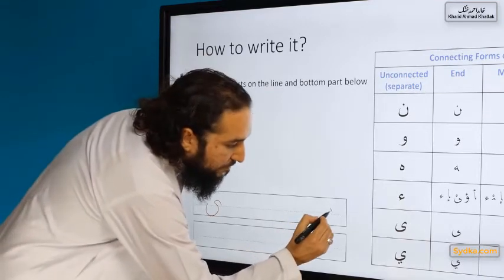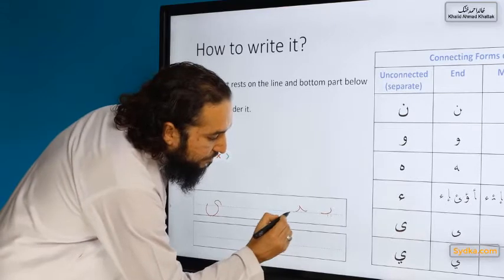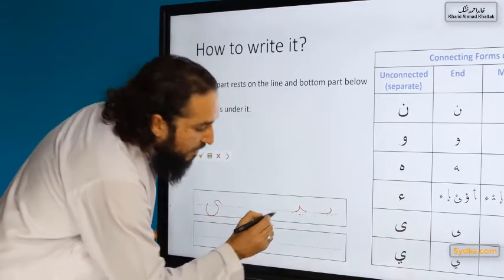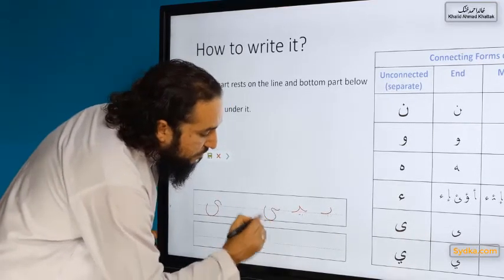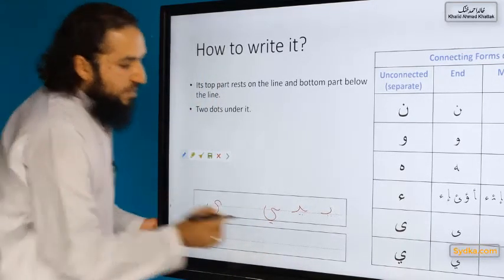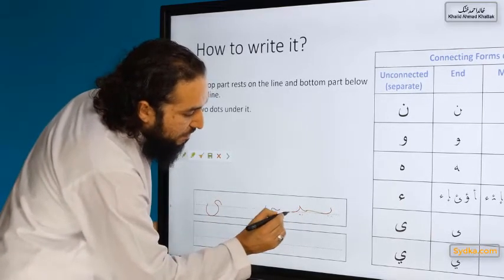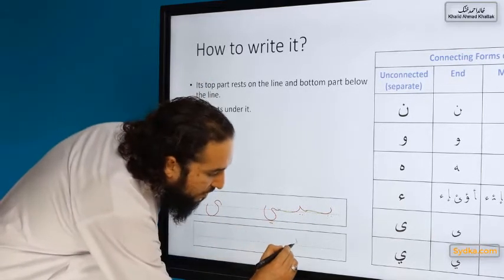Other forms would look like this. If it's in the beginning, two dots. If it's in the middle, two dots, and at the end, two dots. Can we connect them? Yes, we can. Connect here, connect there. We can write it again.